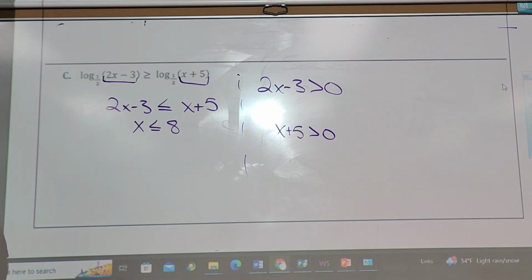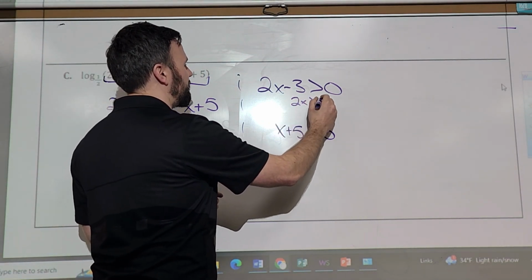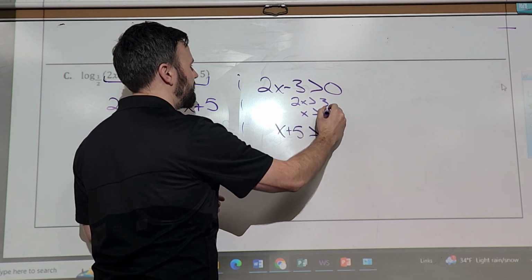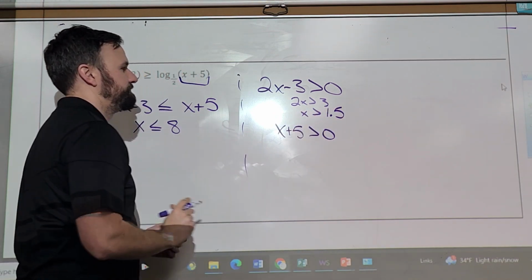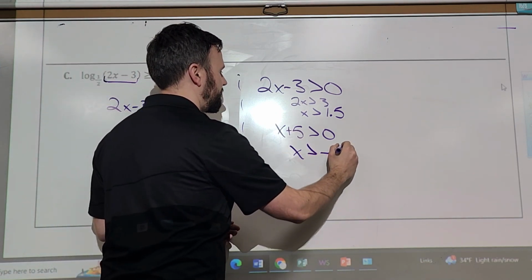All right, so let's solve it. So I get 2x is greater than 3. x is greater than 1.5, right? And here I get x is greater than negative 5.